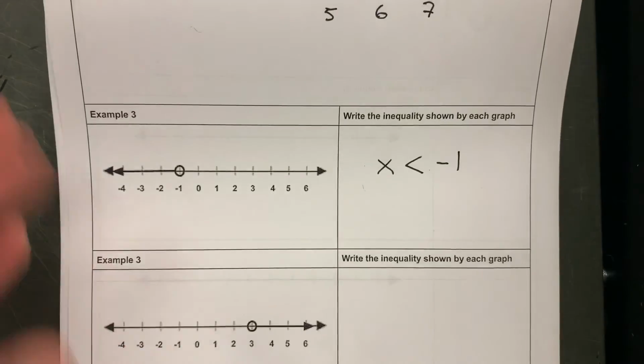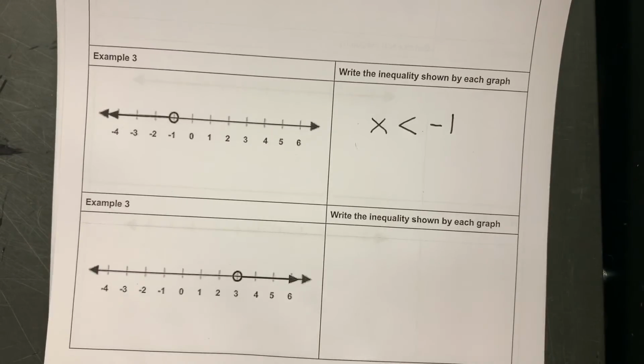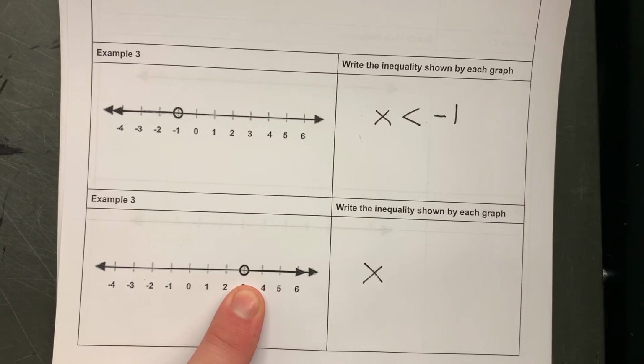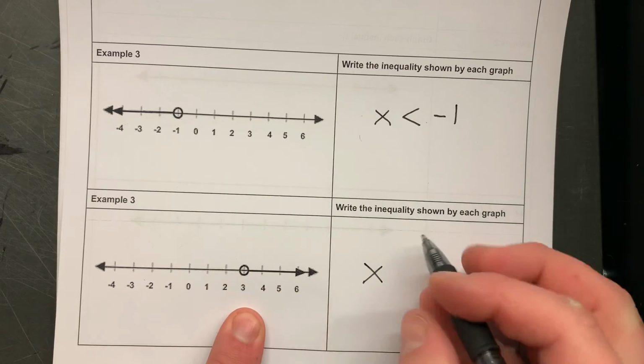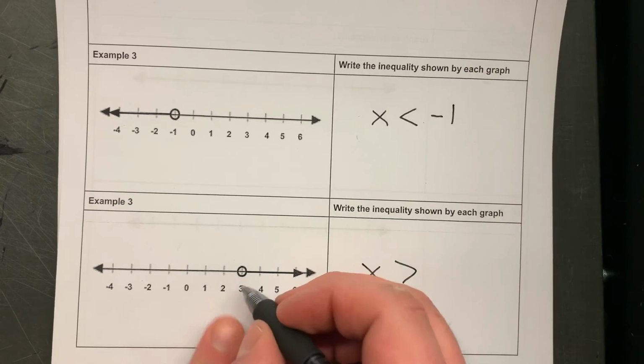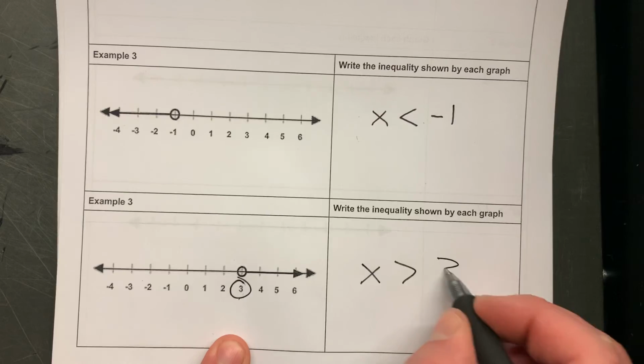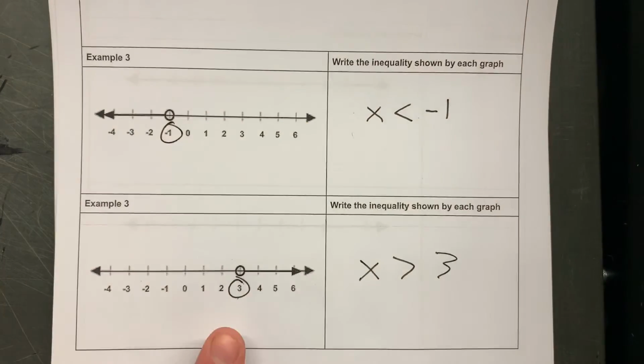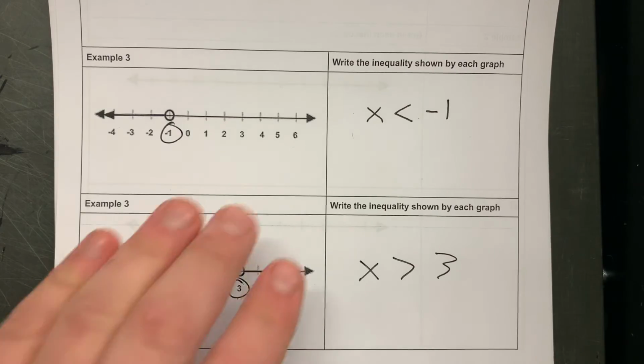If I go to my second part of example 3, again I have x, I'm wanting to show it for x. It's going up, or it's greater than. x is meaning that it's greater than, and then I find the number it's on, which is 3. x is greater than 3. You can always circle these numbers too, that might help you out.